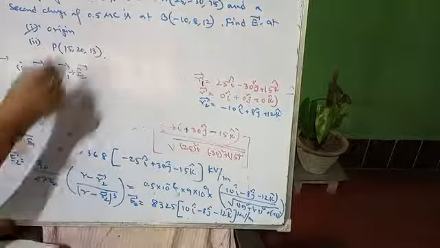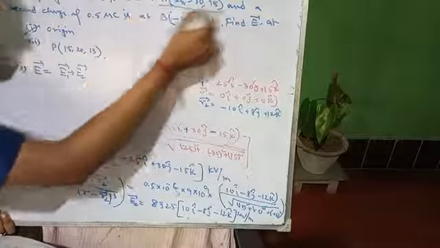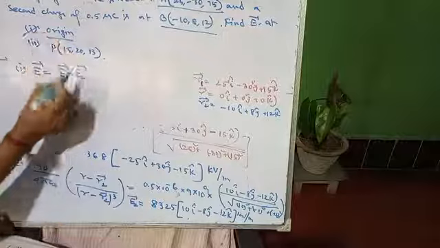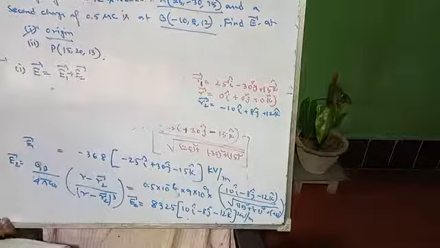That means we have to first find, due to this A point, the field at the origin, and secondly due to this B point on the origin, and add them. By adding, you can get the ultimate answer.